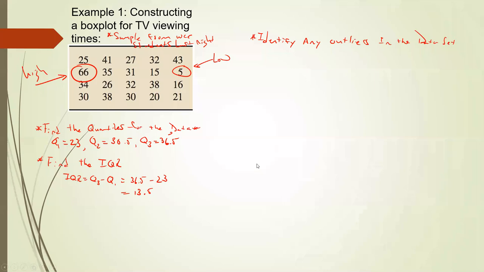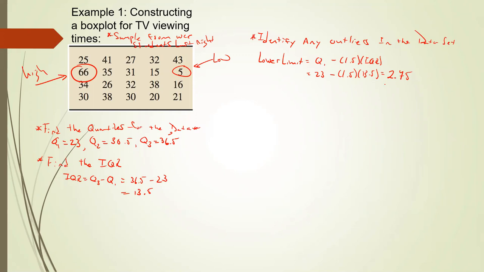So the first thing you're going to do is find the lower limit. The formula for that was Q1 minus 1.5 times the IQR. This is why we found quartile one, it's 23, minus 1.5, and this is why we found the IQR, which was 13.5. If you plug that into your calculator, just for time, I'll do this for us. I believe you get 2.75.